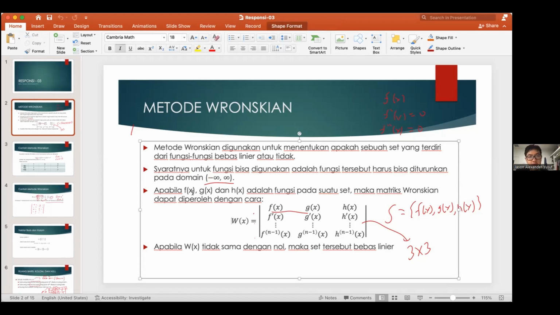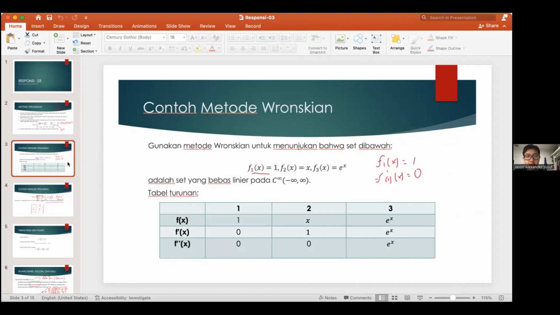If let's say we have 3 functions, fx, gx, and hx, then the Wronskian matrix will be like this. However, if the Wronskian matrix is not equal to 0, therefore this set fx, gx, and hx are linearly independent of each other.